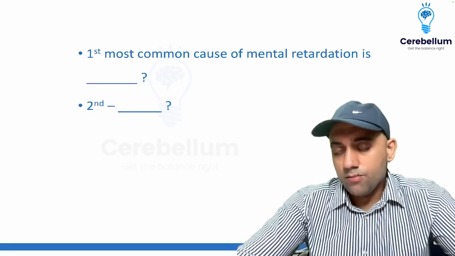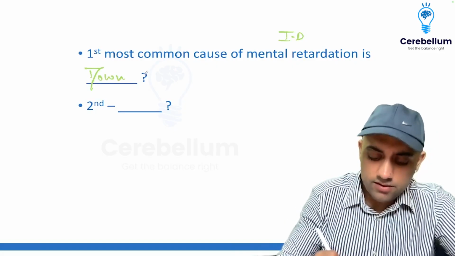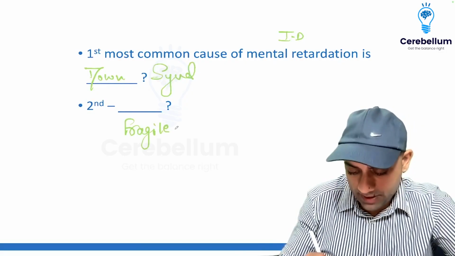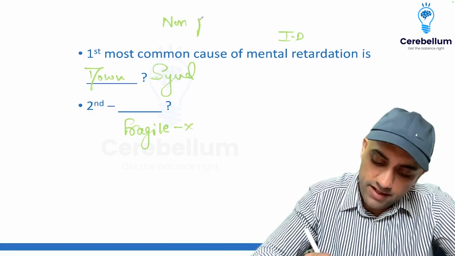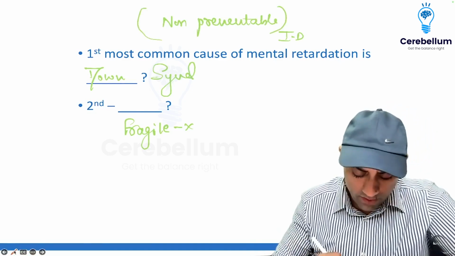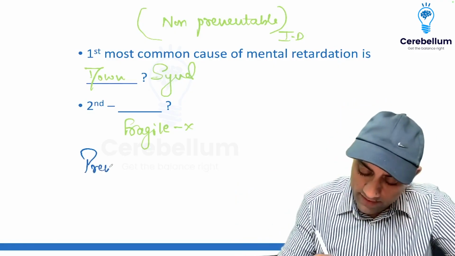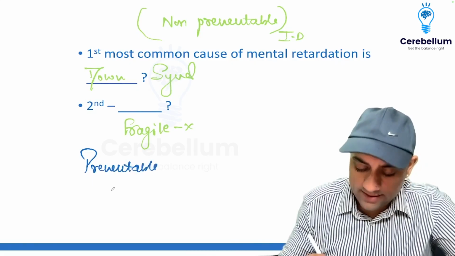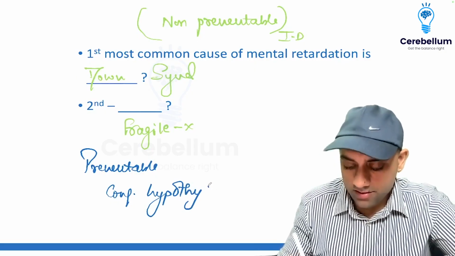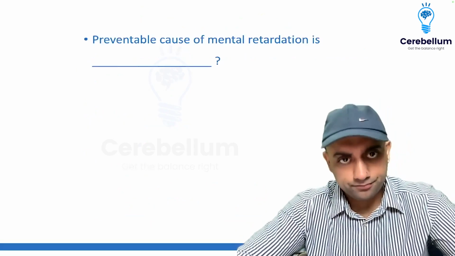Which are the first and second most common causes of intellectual disability in the pediatric population? The most common cause of intellectual disability is Down syndrome, and the second most common is Fragile X syndrome. Please note, these are non-preventable causes of mental retardation. Someone is having Down syndrome, I'm sorry, he will have Down syndrome. I cannot do anything. We can't prevent it. Which is the most common preventable cause of intellectual disability? The answer is congenital hypothyroidism. Congenital hypothyroidism is a preventable cause of mental retardation. Please remember that.